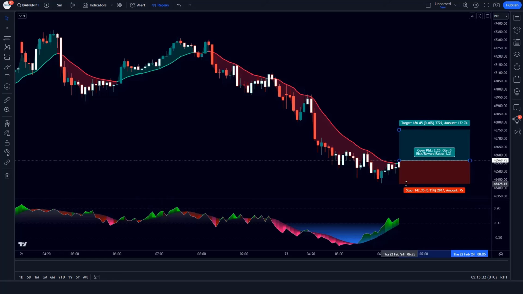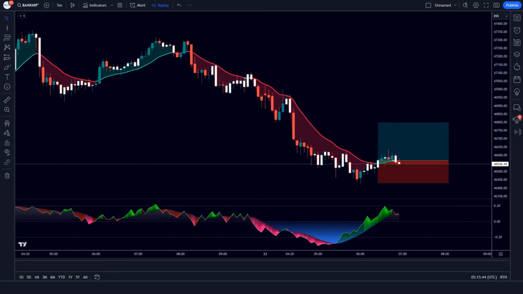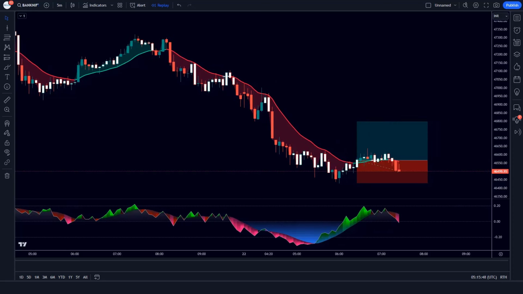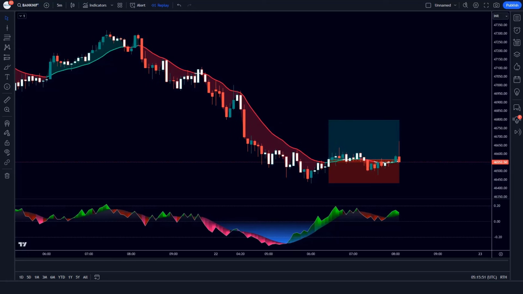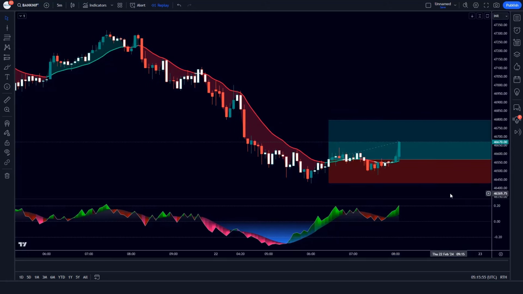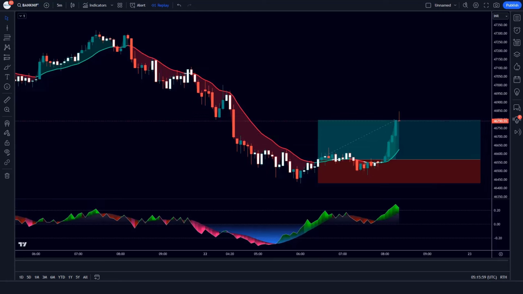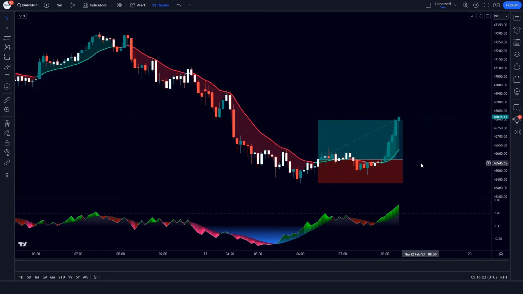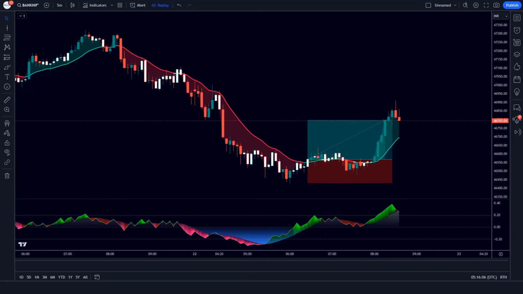Our stop loss will be placed at the current market of lower level, and the risk to reward ratio will be 1 to 1.5. The market has completely hit the target. Now we will find other trades.